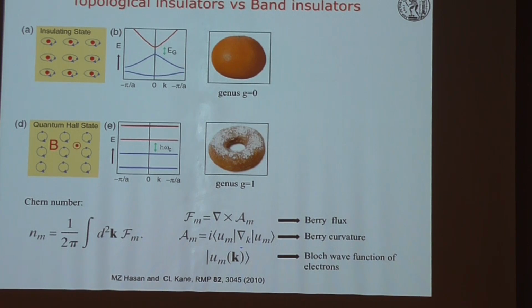I suppose most of you know that all these are quantified with typical quantities like the Chern number, which characterizes the topological nature of the bands. Other relevant quantities are the Berry flux and the Berry curvature. They are calculated based on the wave function, the Bloch wave function of the electrons of the solid.